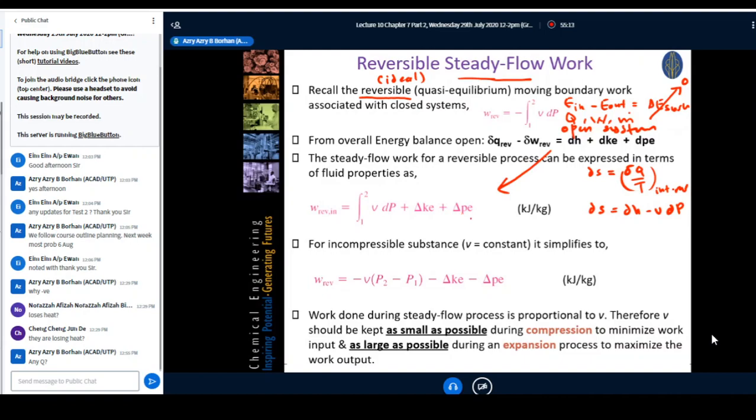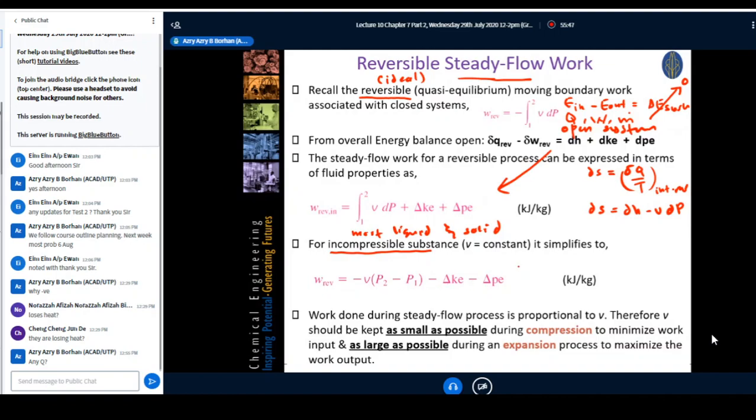plus change in kinetic plus change in potential, right? We know if we encounter an incompressible substance, for most liquids and solids, we can simplify that to V times delta P. That means you evaluate P2 minus P1, between final and initial conditions, times the specific volume, minus delta KE minus delta PE.